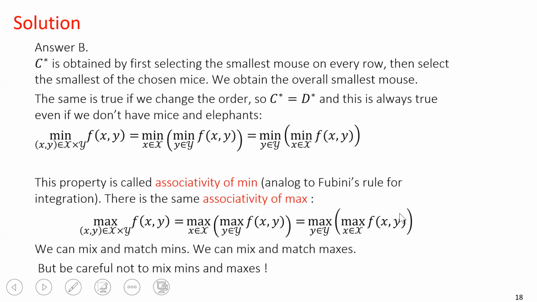If we first select the smallest mouse on every row, then select the smallest of the chosen mice, then we obtain the overall smallest mouse. Right? This is also a principle called divide and conquer. If you want to compute the minimum of a large set of things, you can partition your set, choose the minimum of every subset, and then compare the minimums, and so on. This is it, and this works. So the min in this order is also the global min.